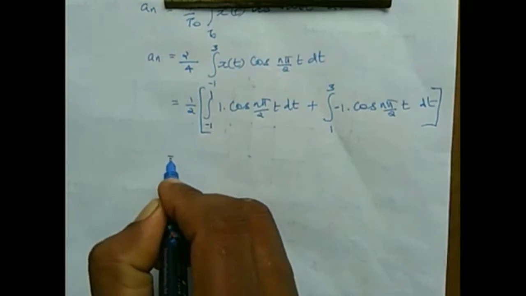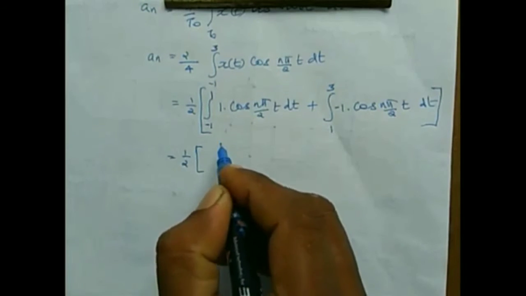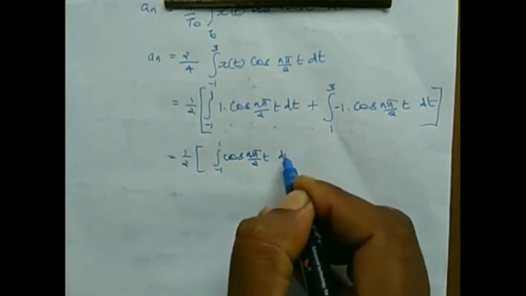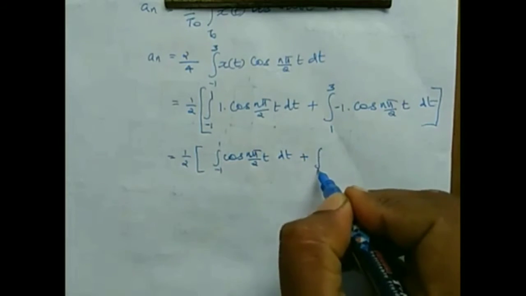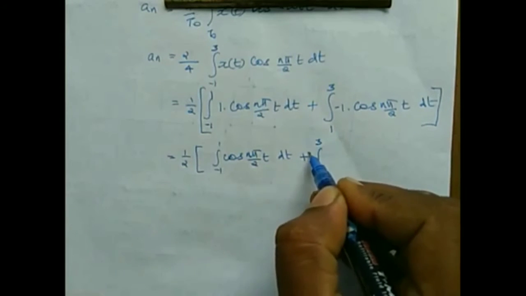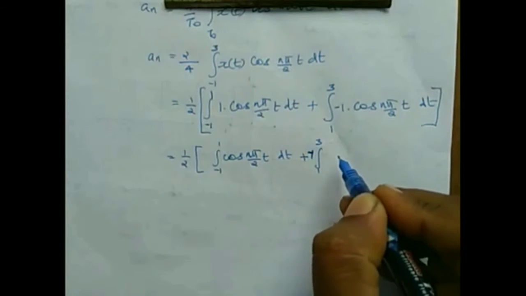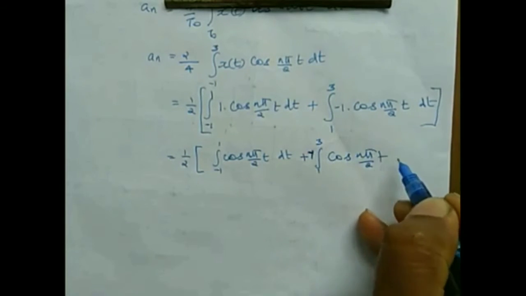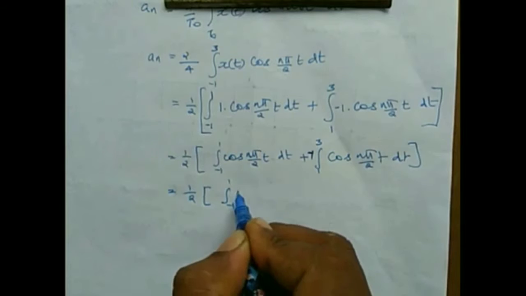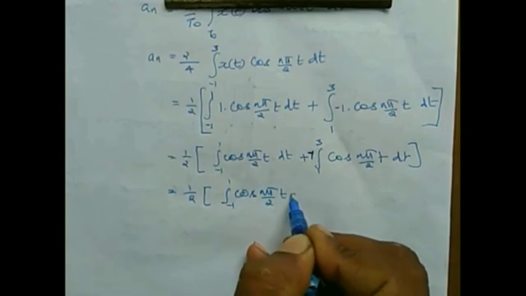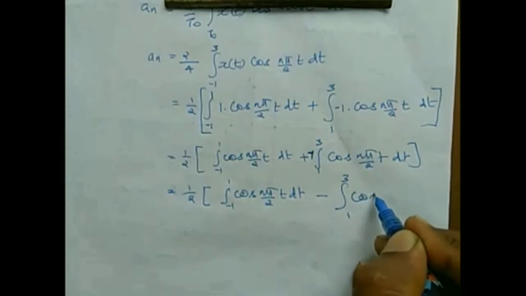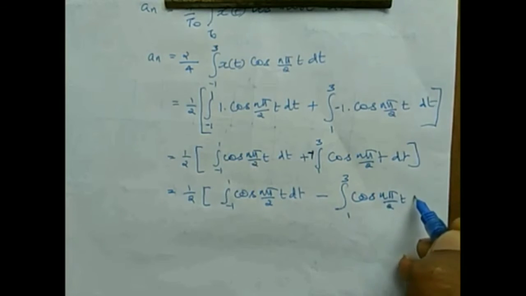Close the bracket, which is equal to 1 by 2 integral -1 to 1 cos n pi by 2 t dt plus integral 1 to 3, the -1 can be taken outside, into cos n pi by 2 t dt, which is equal to 1 by 2 integral -1 to 1 cos n pi by 2 t dt, minus integral 1 to 3 cos n pi by 2 t dt.